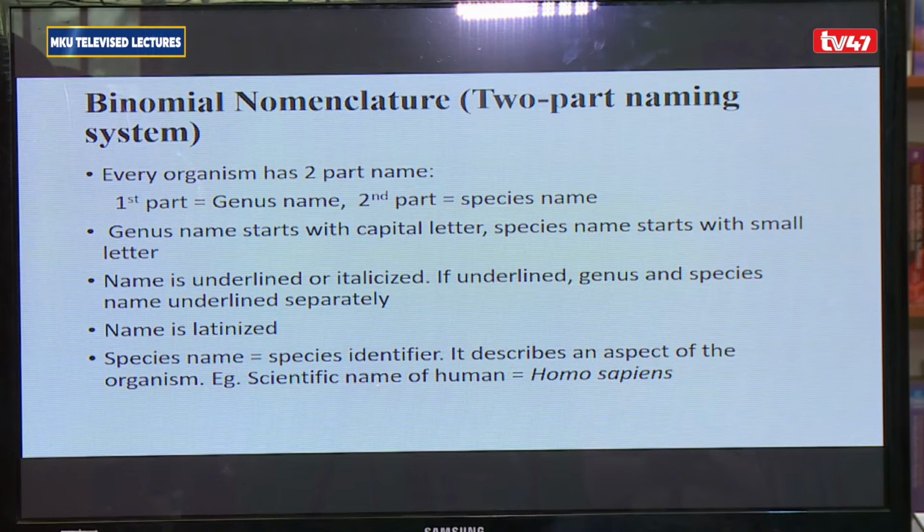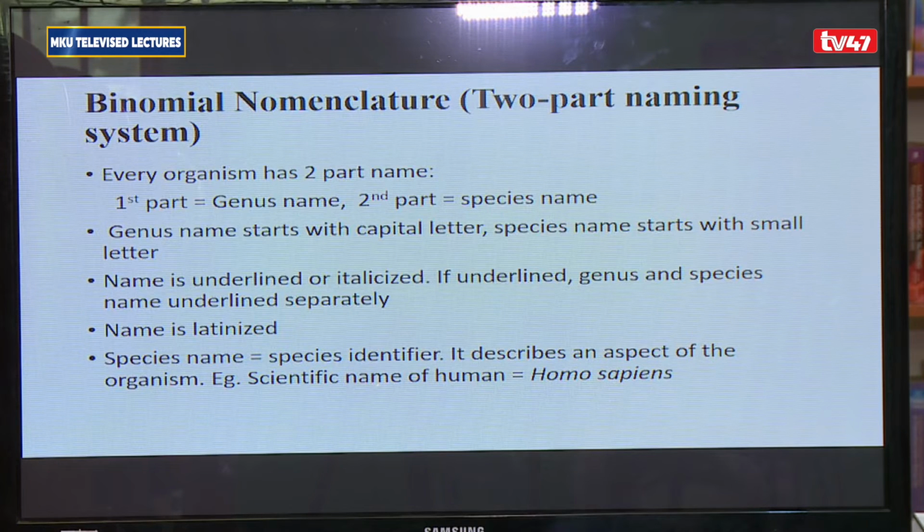Now, the species name normally identifies or describes something about the organism, so you'll find the species name also referred to as the species identifier. It may describe the location where the organism is found in abundance, or the location where the organism was found for the first time, or it may describe the person who gave the particular species a name, or a particular characteristic about that species. So the species name always describes something about the organism. Therefore, it's a species identifier.